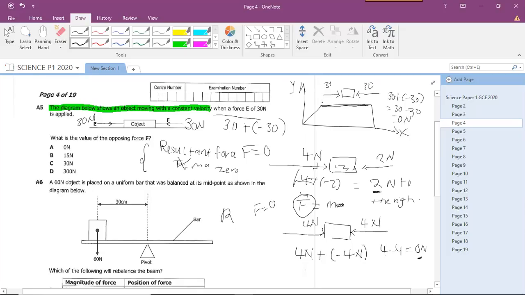So this car, is it a car or something? It's a car. So we are in this region here. Resultant force 0, meaning the object is moving with constant velocity. So our answer has to be C, which is 30 newtons. Are we together?